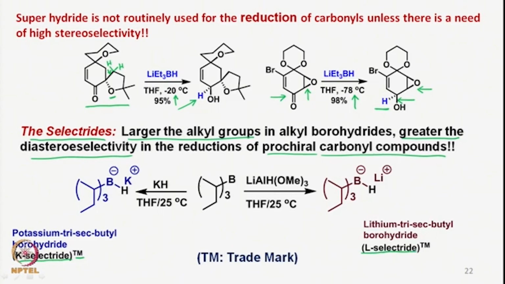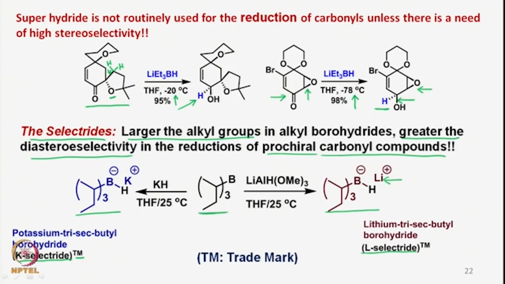So the structures are here. This is L-selectride, because of the lithium, it is lithium tris secondary butyl borohydride. So we had tried thiol borohydride, now we have secondary butyl borohydride. And of course here we have potassium tri secondary butyl borohydride, and therefore because of the K we have K-selectride, and it can easily be made from the corresponding borane.